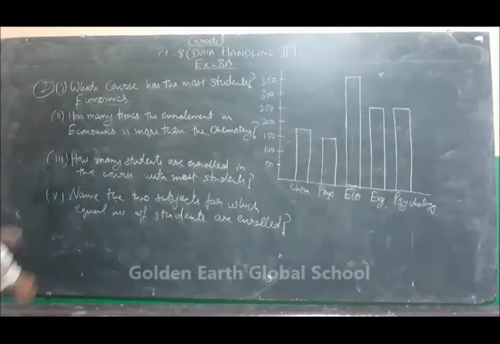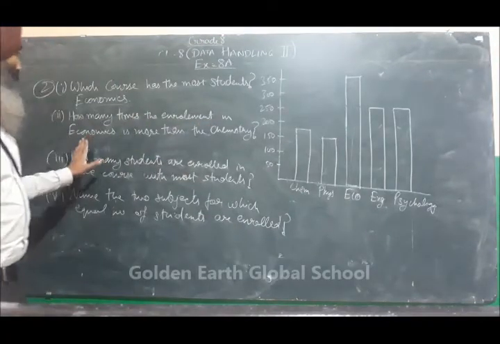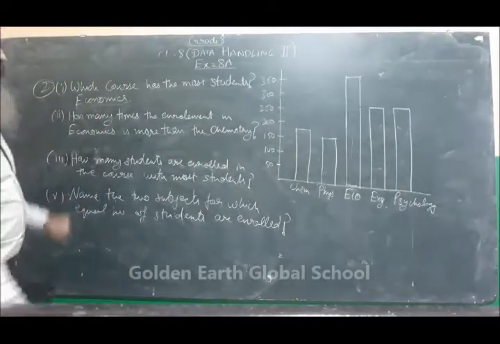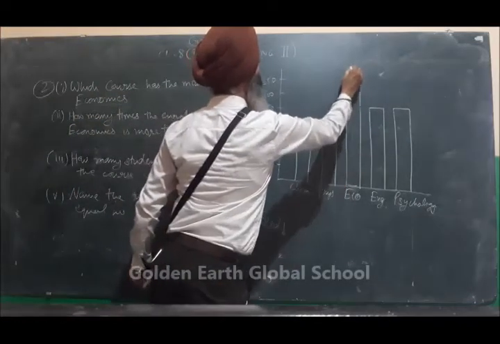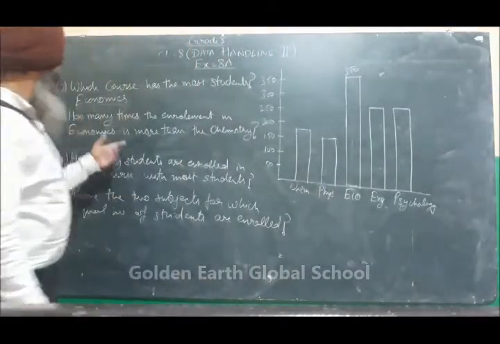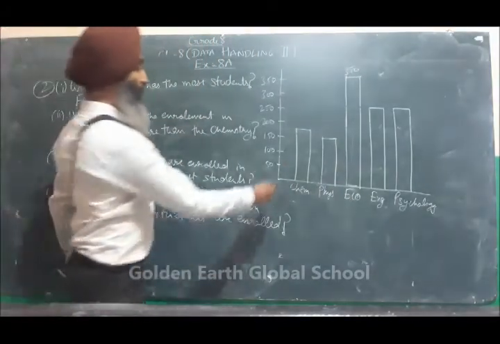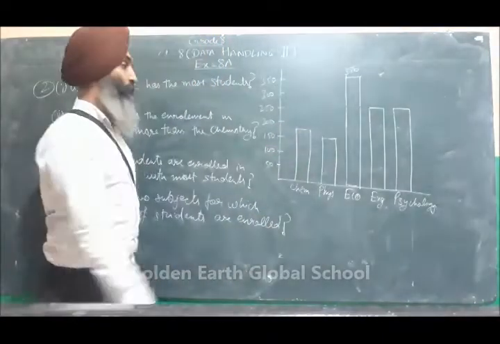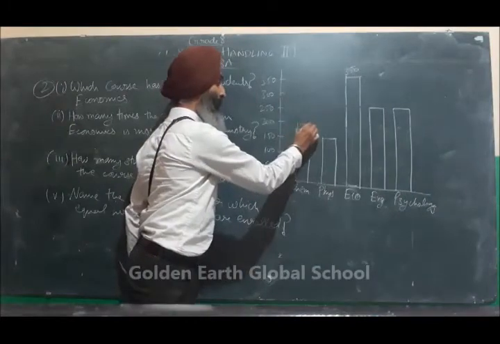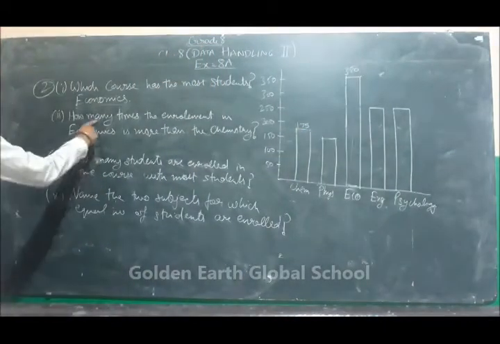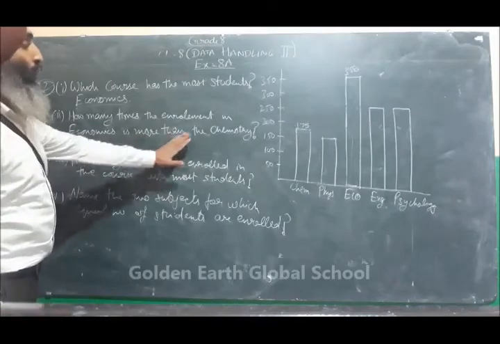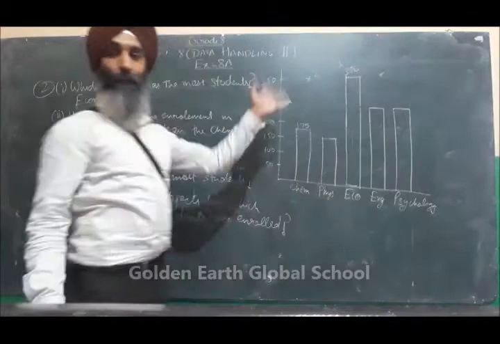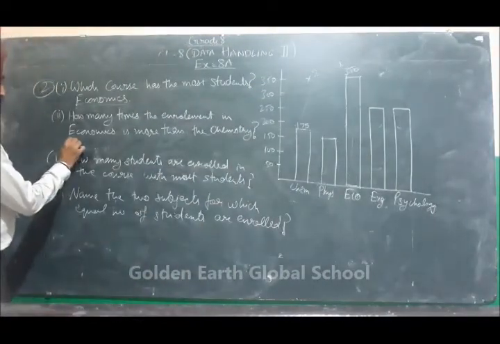So the second question is: how many times is the enrollment in economics more than chemistry? So economics is 350 and chemistry is between 150 and 200. It is the center of 150 and 200. So what is the center? Yes, it is 175. So how many times is the enrollment of economics more than chemistry? It is just double. So you can write twice.